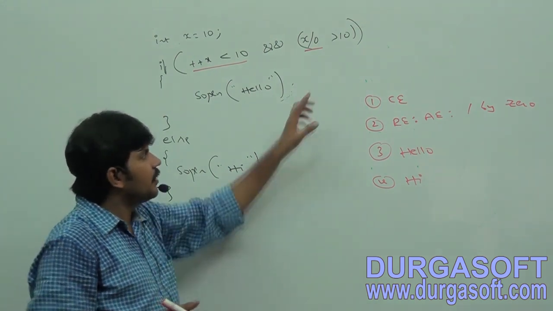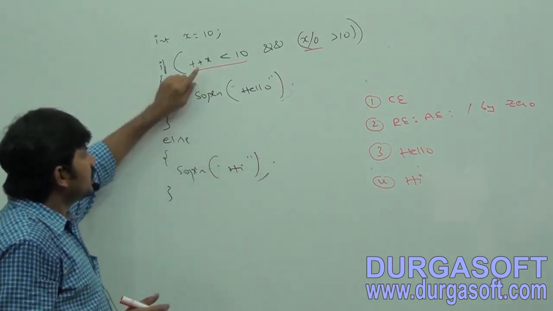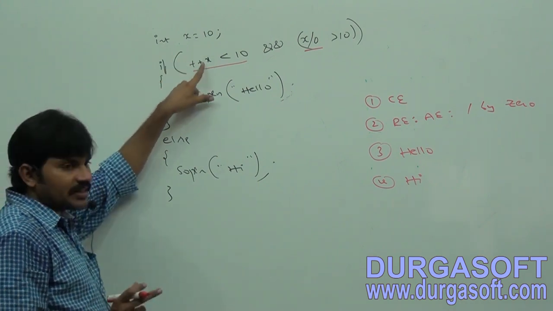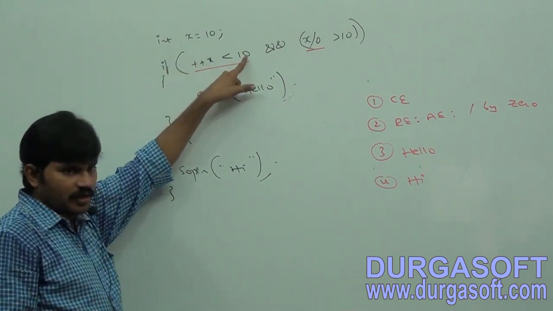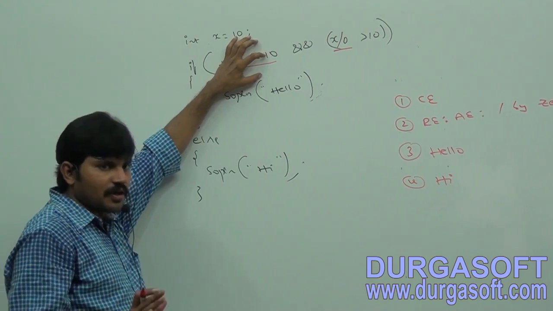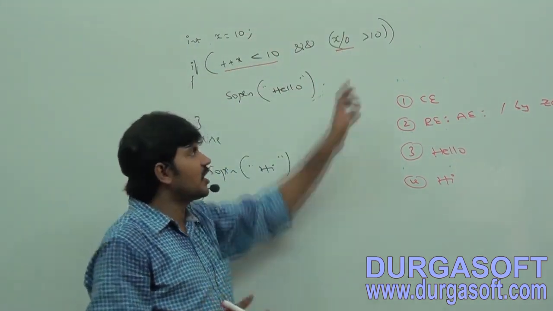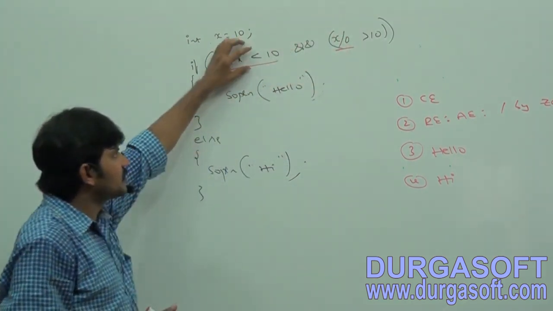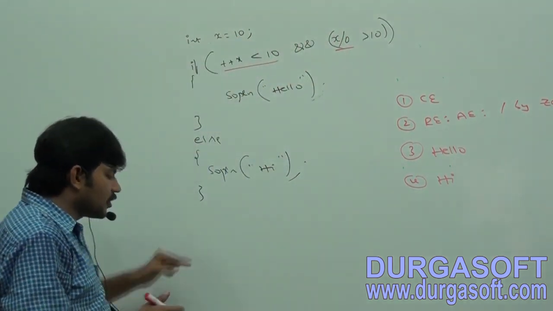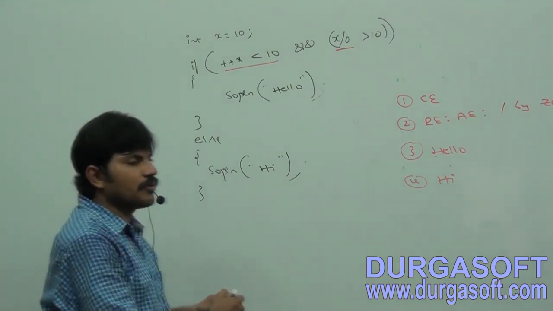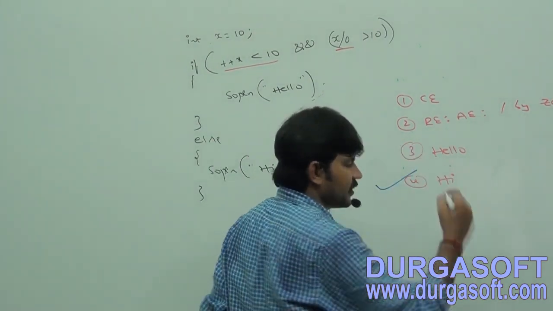No, here just observe. Is it true or false? False, because plus x, 11, less than 10 is false. If the first one is false, the second one won't be executed. You are not giving the chance to execute. False, so directly the control comes to the else part. That's why the output we get by default is hi itself.